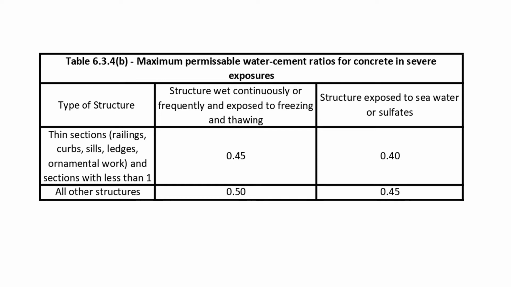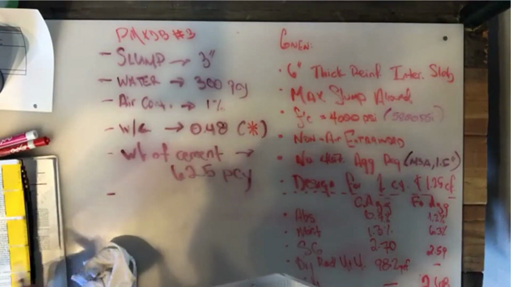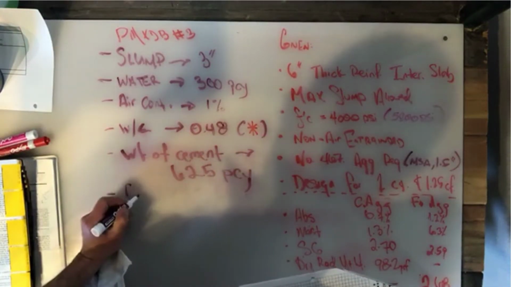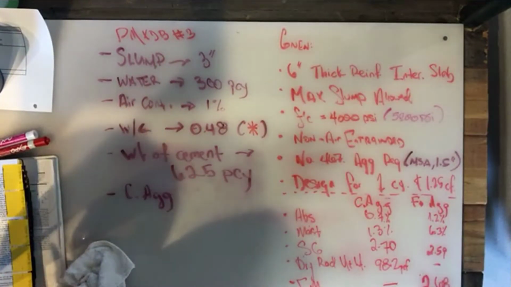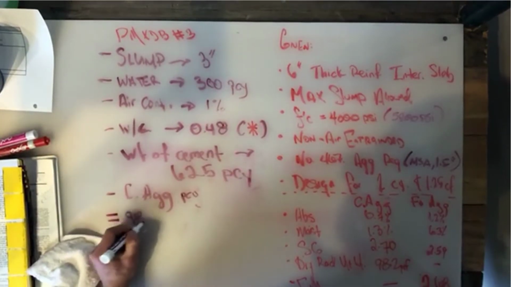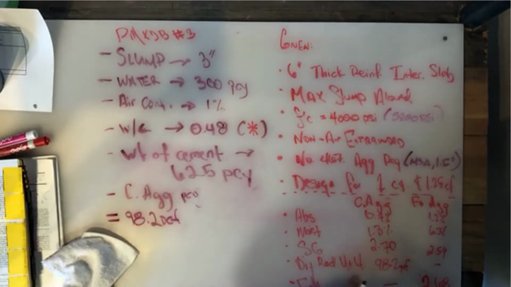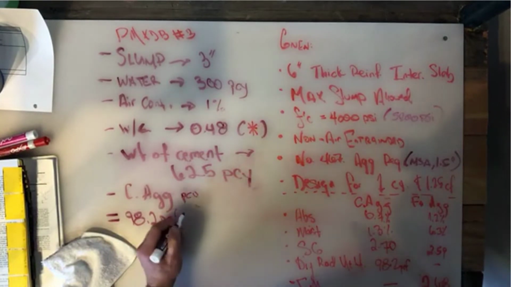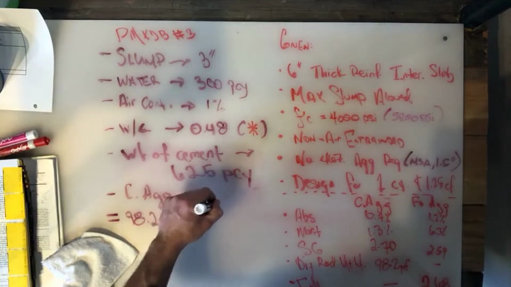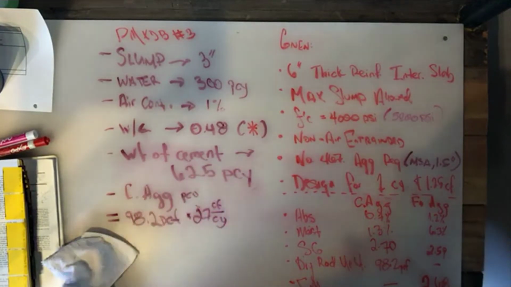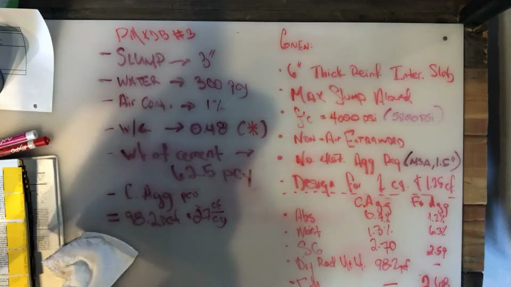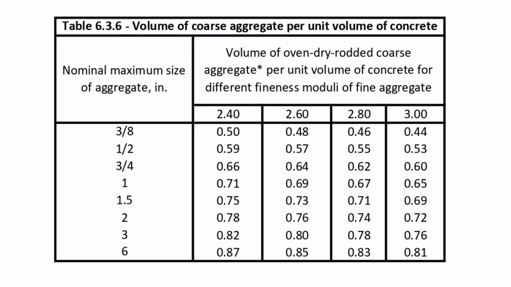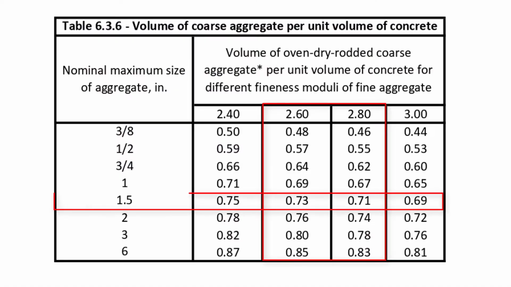And of course, we did that math to find out our weight of cement. Now we've got to determine our coarse aggregate content. So for our coarse ag, we're going to go to table 6.3.6, and in doing so, 98.2 pounds per cubic foot, that's my dry unit weight, times 27 cubic feet in a cubic yard, because I don't care about cubic feet, I care about cubic yards right now. Then I'm going to check out my fineness modulus, where here they said it's 2.68. My maximum size aggregate is 1.5, right?